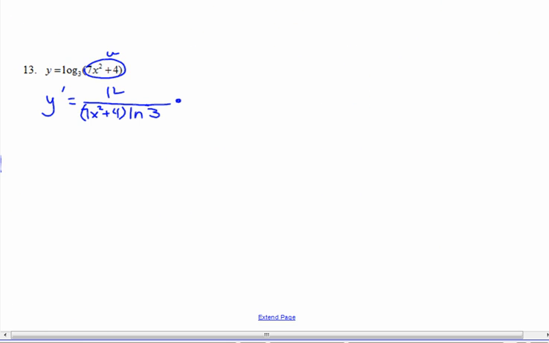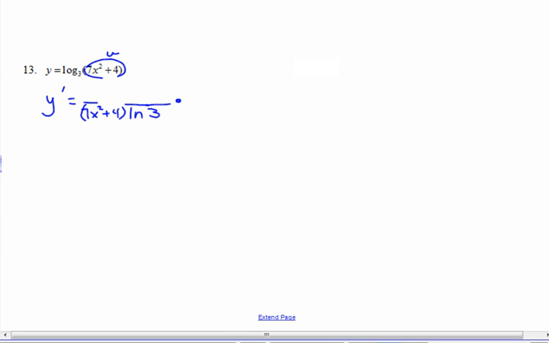So I had 1 here, right? And so times the derivative of my inside was 14x. So I just put it on the numerator. That's all.